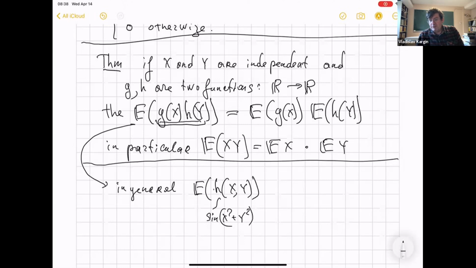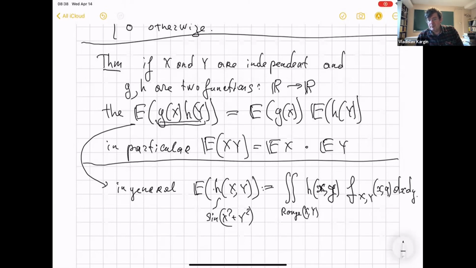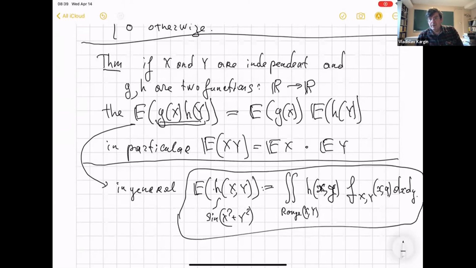If you want to calculate its expectation, the most useful formula is that it is equal to the double integral over the range of x and y of h of x, y, with x small, y small here, multiplied by the joint density f of x, y, dx dy. So this is how you calculate it. This should be clear.